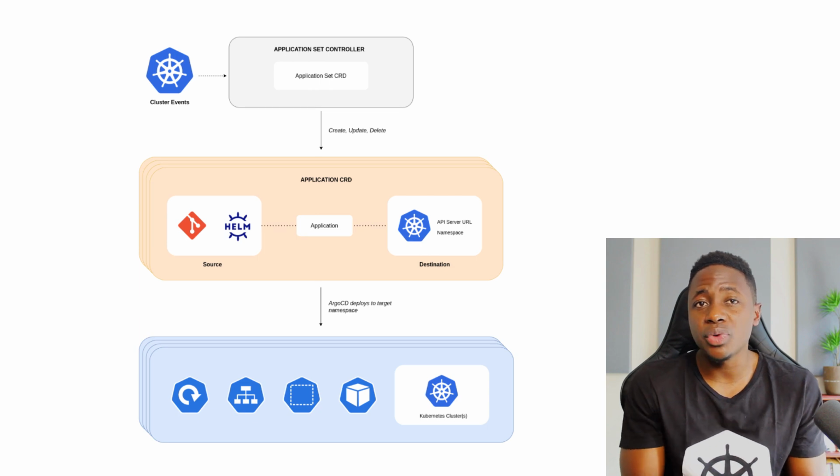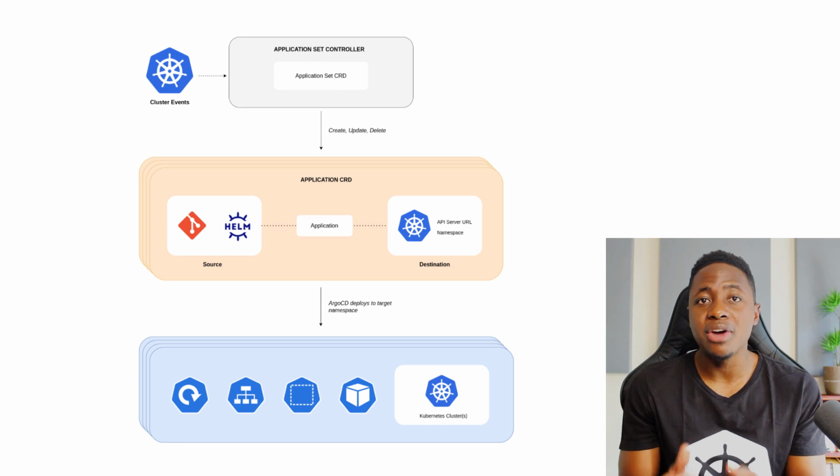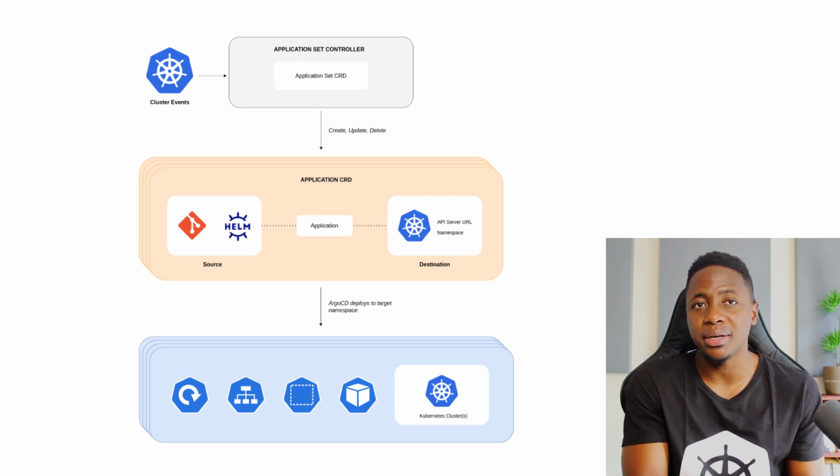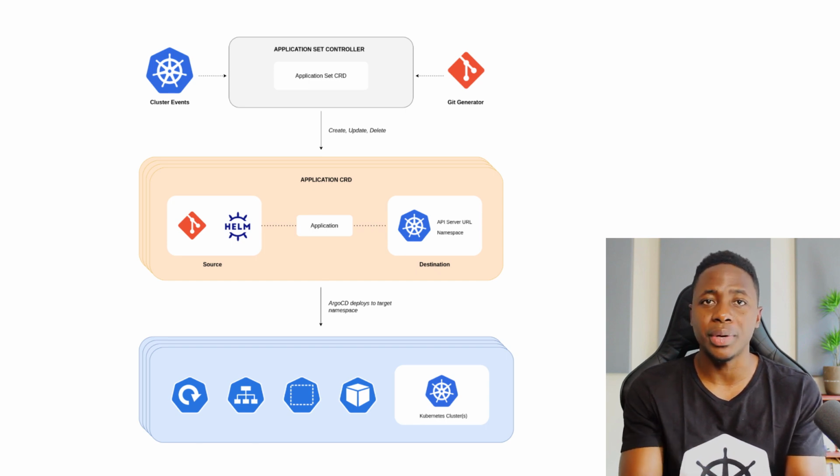The ApplicationSet resource contains parameters that will be substituted by the values required for the applications that are being created. To insert these parameters, we use generators. As the name implies, generators are responsible for generating the parameter values that will be inserted into the application templates. And there are different types of generators, but I'll be working with the Git generator for this particular workflow example.